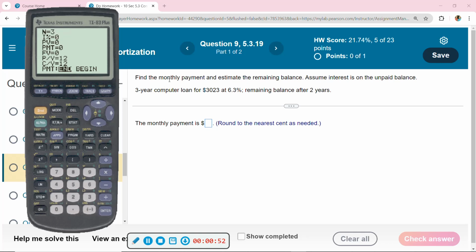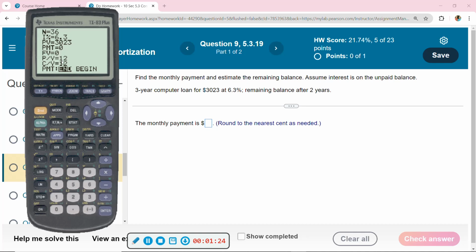and it's monthly. So N is 3 times 12. There's 36 monthly payments. The interest rate is 6.3. The present value is the amount of the loan today, $3,023. At the end of the 3 years, we assume the future value is going to be 0. Better be. They paid it off.